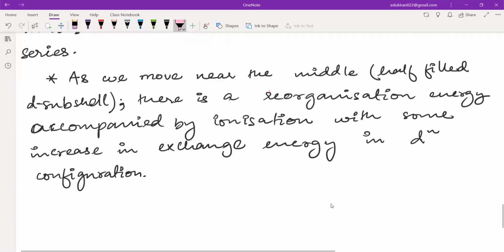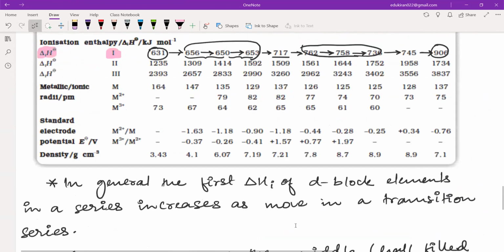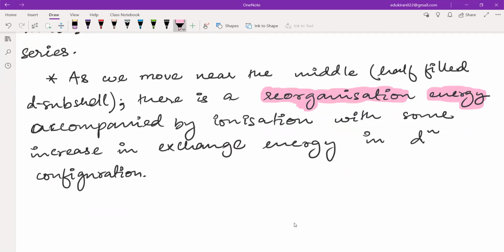After the ionization, the electrons reorganize themselves in such a way that they have a stable system. Reorganization energy is accompanied by the ionization. Now you can see that it is quite a detailed thing here. They will not directly ask this question, but they can ask what is the reason for the anomalies or the irregularity in the trend of the first ionization enthalpy of the d block elements. You will just write this statement: as we move near the middle, that is half-filled d subshell, there is a reorganization energy accompanied by ionization with some increase in the exchange energy in the d^n configuration. So please remember this word, reorganization energy.